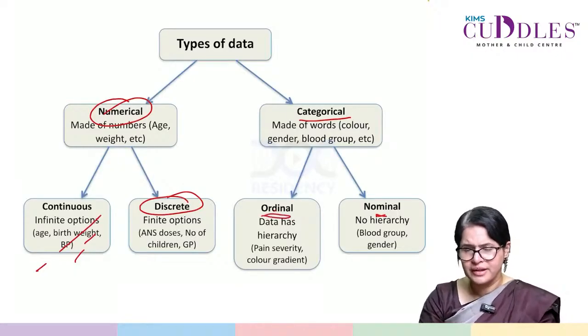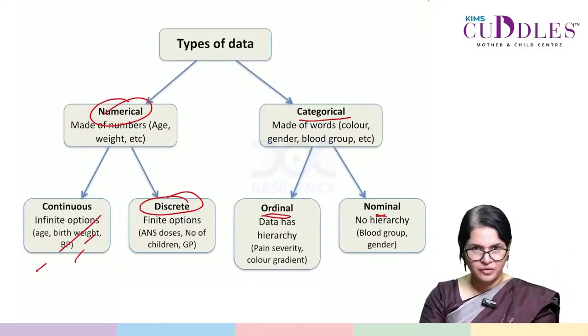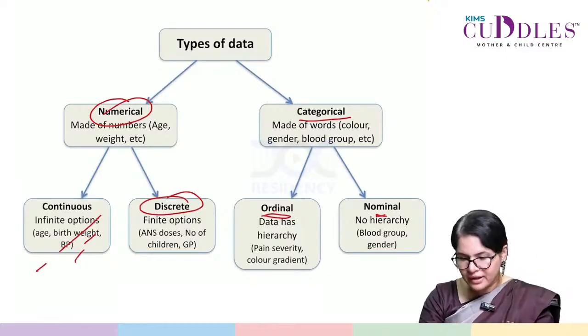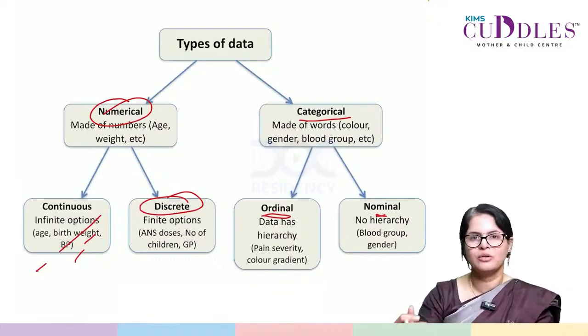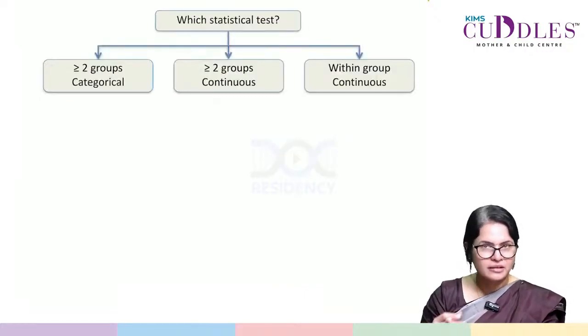Ordinal categorical data will have a hierarchy or an order. For example, severity scale for pain or grading or staging of a tumor, stage 1, 2, 3, 4, etc. So based on the type of variable, we decide the statistical test.